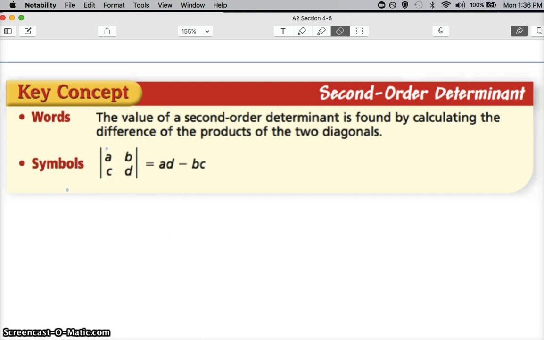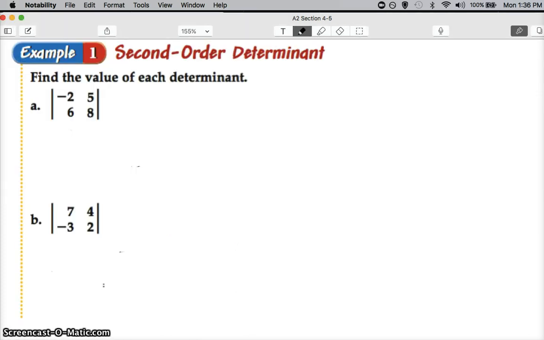All right, let's look at the next one. So this example simply has us finding the determinant value, the numerical value, and this one's going to be negative 16 minus 30, which is going to give us a negative 46, because I multiply down and then I subtract what I multiply up. Multiply down in this one, I get 14. Multiply up, I get a negative 12, so that's minus a minus 12, which is going to become a plus 12, and that's going to give me 26.